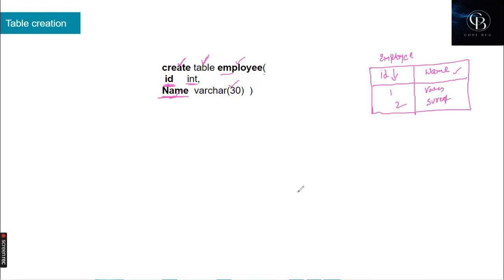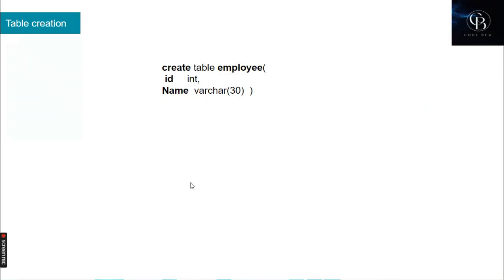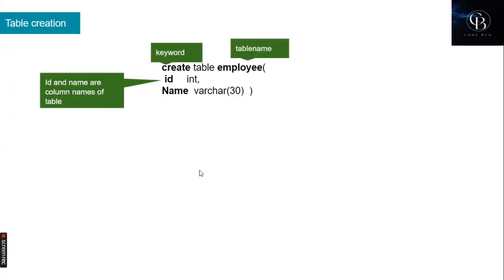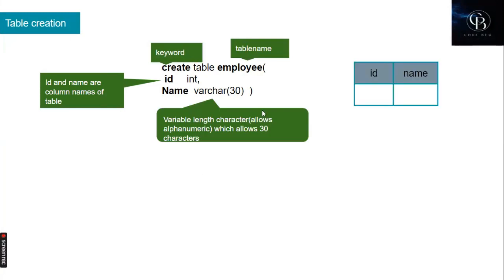Once you execute this query, you will get the table structure. Now tell me, what is the name of your table? Employee table. And what are the columns present in the table? One is ID and the other one is name. ID allows only integer values and name allows only characters. The table name is employee and the columns are ID and name. Like this you can create any table.